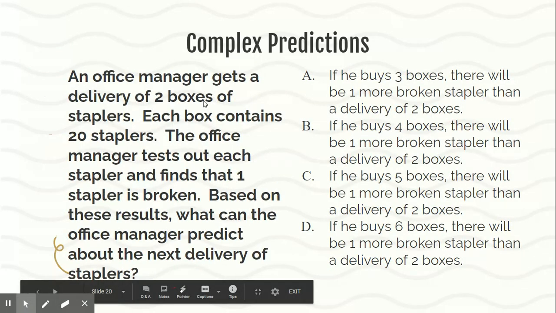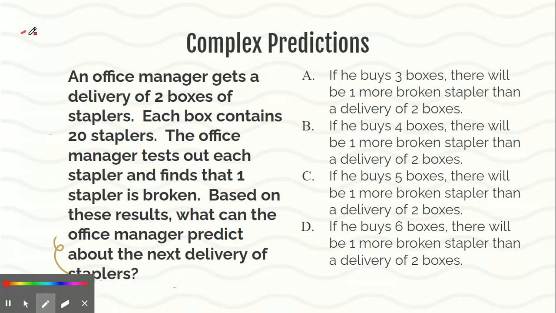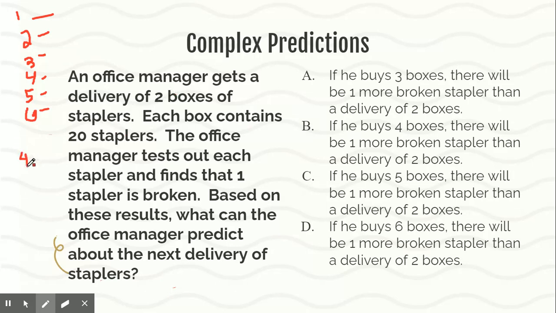An office manager gets a delivery of 2 boxes of staplers. Okay, so we're talking about 2 boxes of staplers. I'm going to list 1, 2, 3, 4, 5, 6 again. Each box contains 20 staplers. So how many total staplers do I have? 2 times 20 is 40. So I have 40 total staplers in 2 boxes.